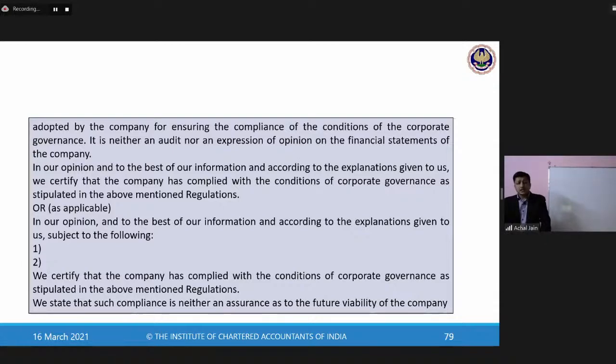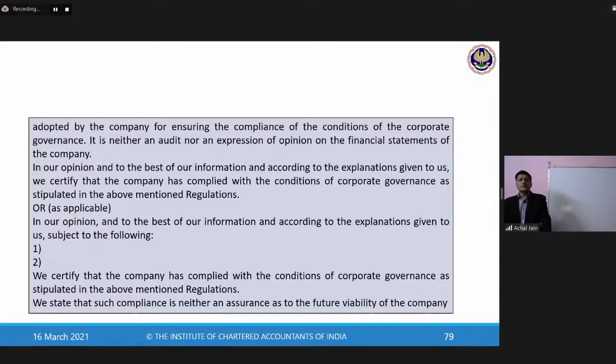Now the auditor is coming to the opinion. So now the auditor says, in our opinion and to the best of our information and according to the explanations given to us, we certify that the company has complied with the conditions of corporate governance, or in case it has not been done, then the auditor will say, in our opinion and to the best of our information and according to the explanations given to us, subject to the following. Now, in this subject to the following, all of those non-compliances will be reported. We certify that the company has complied with the conditions of corporate governance as stipulated in the SEBI LODR regulations.